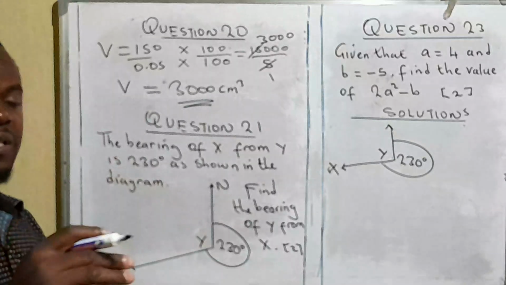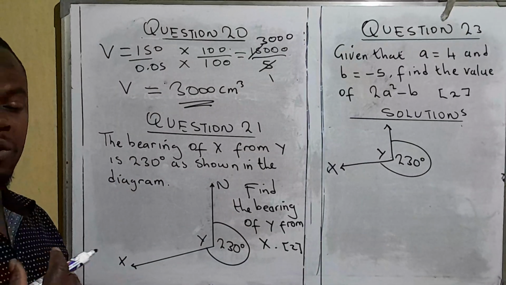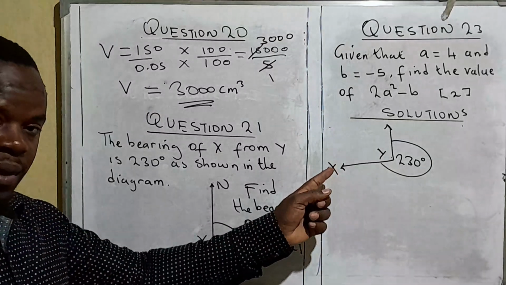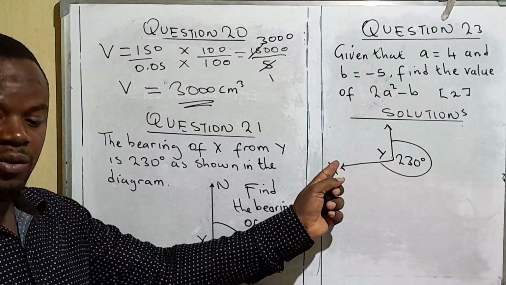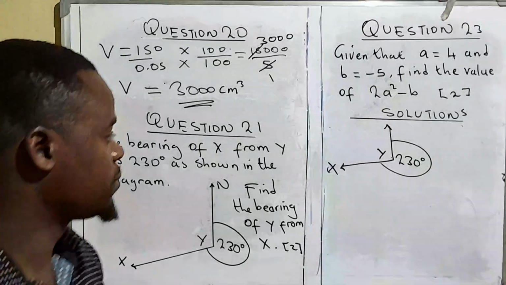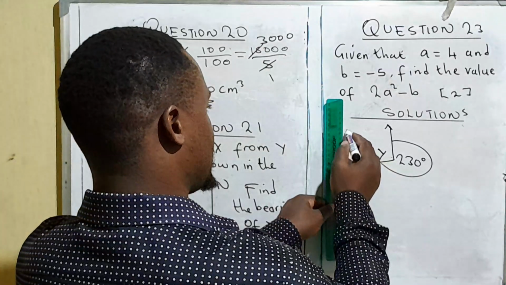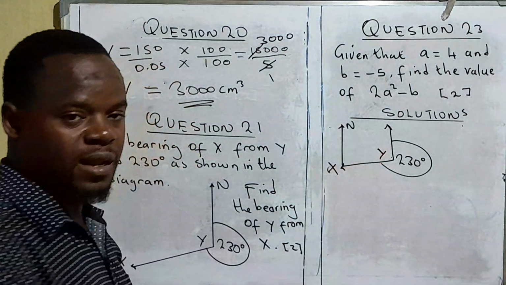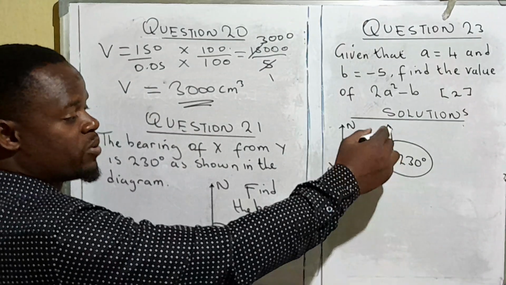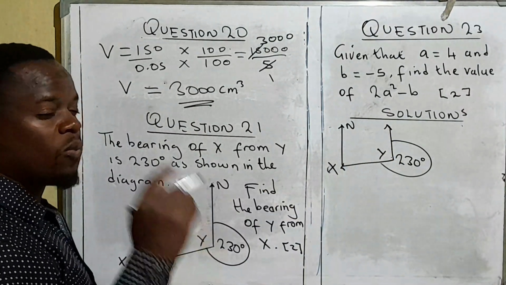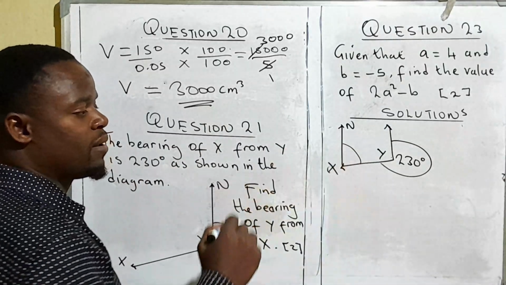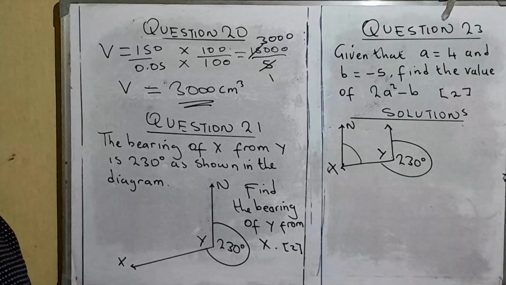The word from is very important because it determines where you're going to draw the vertical, right? So from X, we are going to draw a vertical line on X. Indicate N there. So now, this line is actually parallel to this one. You see that? What we're looking for is the angle here. That's the angle that we are looking for.